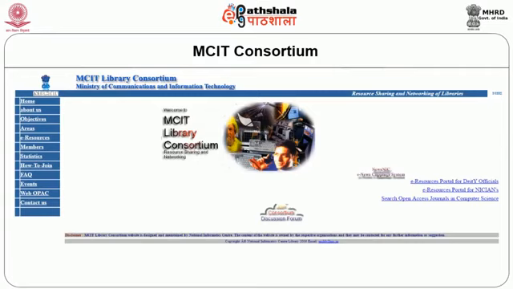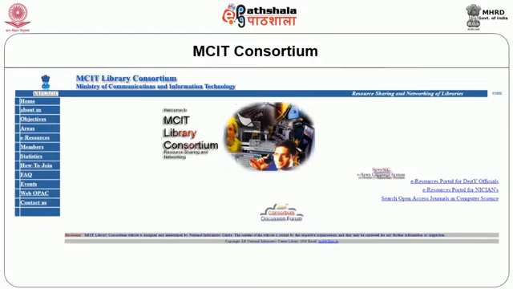Other activities of the consortium include establishing institutional repositories, union catalog of books, journals, and resources available in member libraries, and creation and maintenance of library automation software called eGranthalaya.